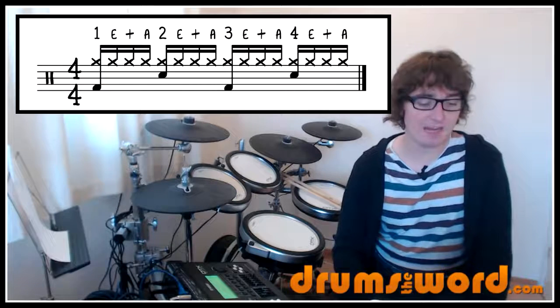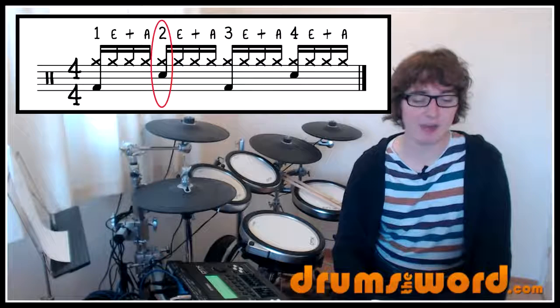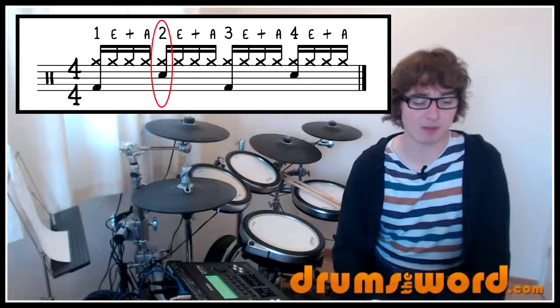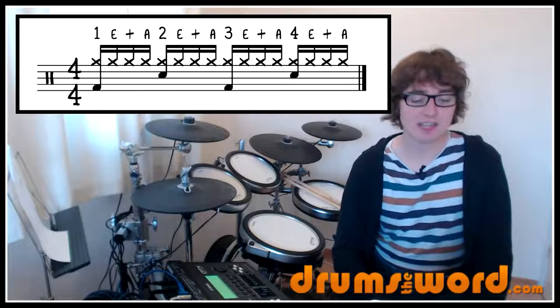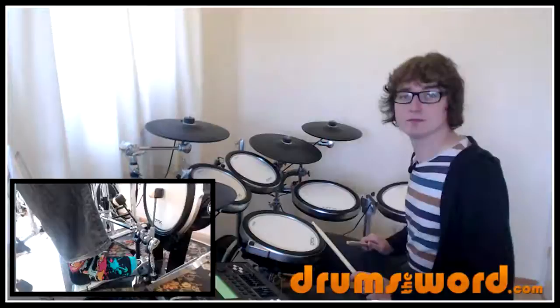Beat 2 is the same, except that the snare drum is played on the downbeat with the hi-hat instead of the bass drum. The second half of the bar is the same as the first, so let's now hear what this drum beat sounds like when played and counted out loud.